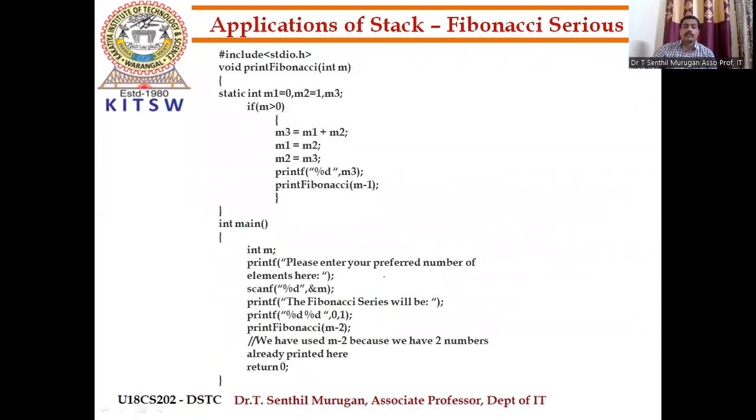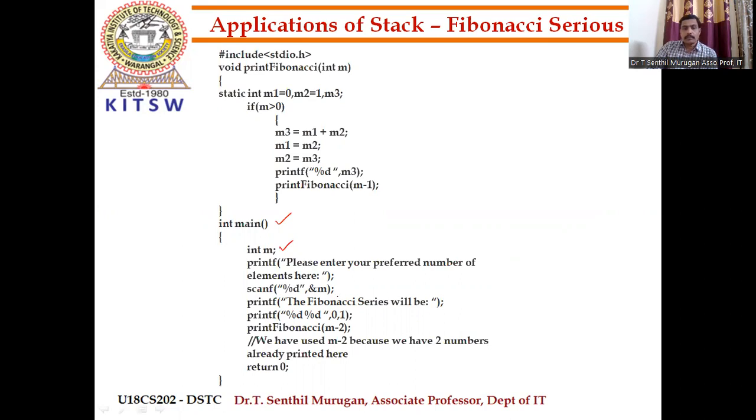So see the program now. We will start with the main function. We declared one m value. What is the m value? It is the preferred number of elements, that is, how many values we want to print. Up to that number it will be printed.